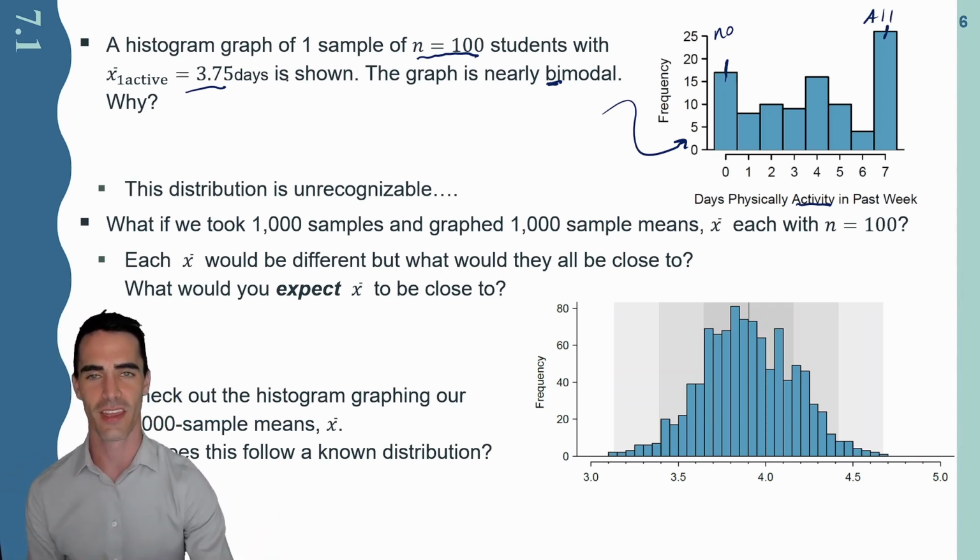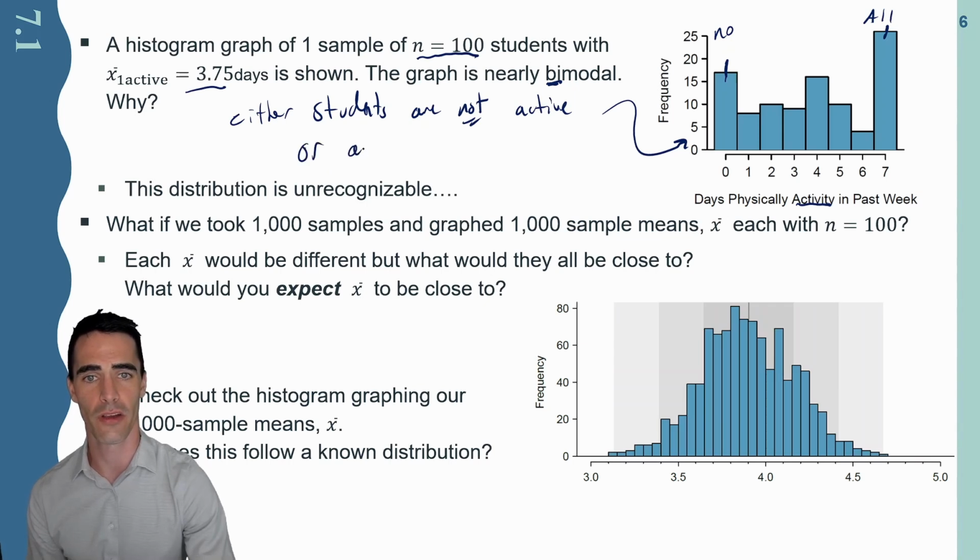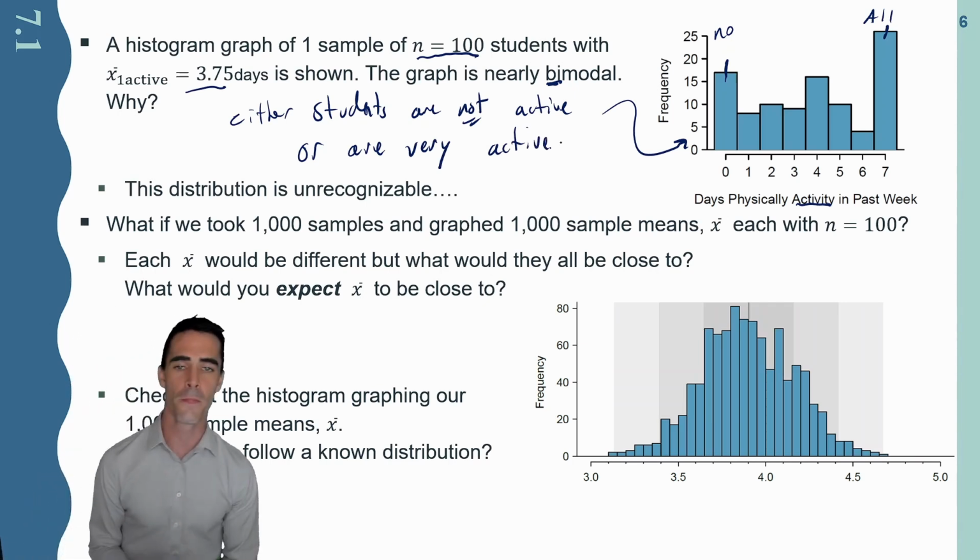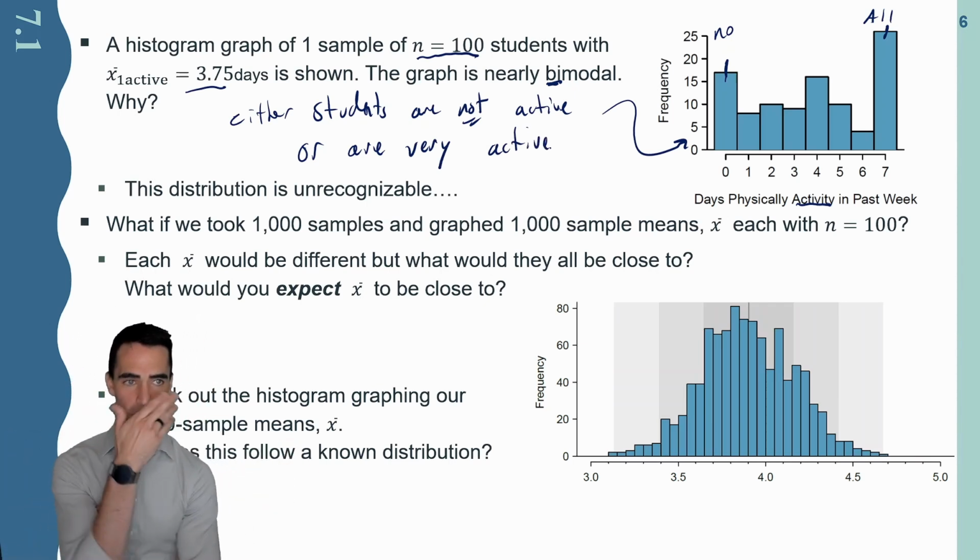Well, let's document that here. When we talk about why this data is bimodal, it seems like we have either students who are not active or are very active. We have these two extremes of students. And so that's why our data is bimodal in that way.